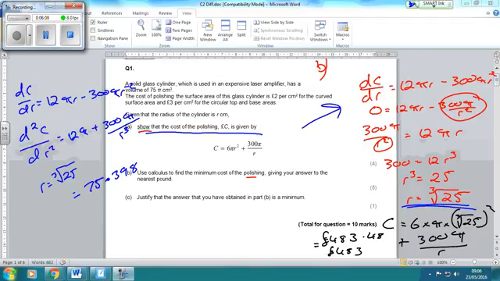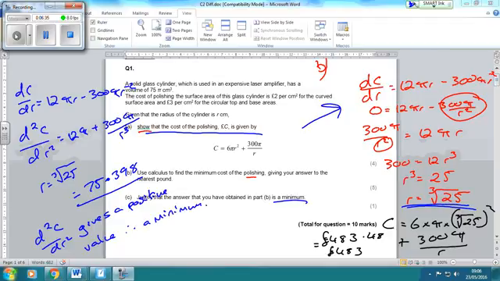Now, if the value that we get is above 0, it's a minimum. If it's below 0, it's a maximum. So we can say that d²C by dr² gives a positive value. Therefore, it's a minimum.